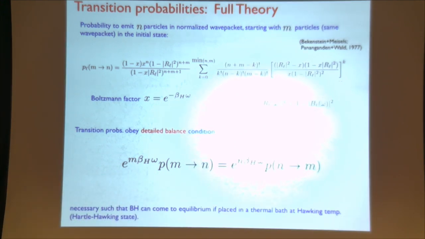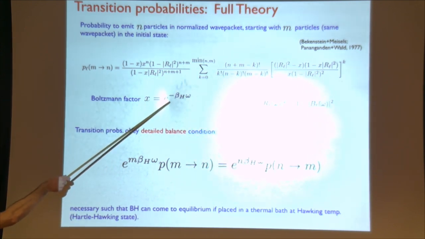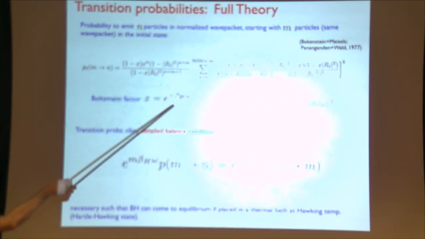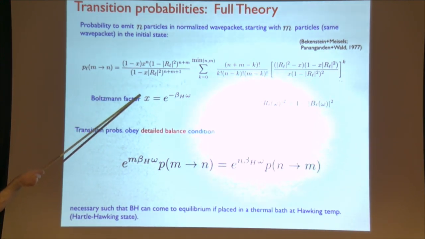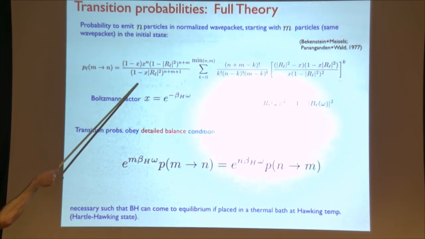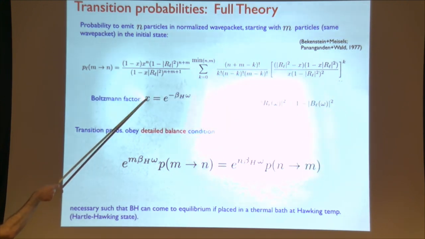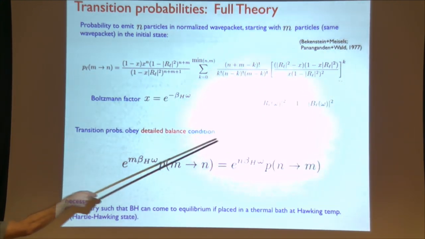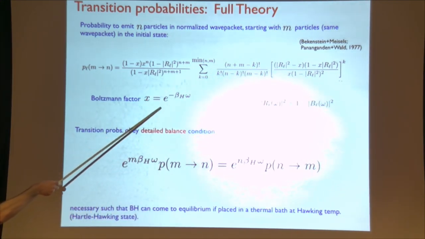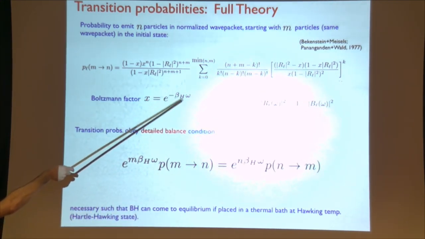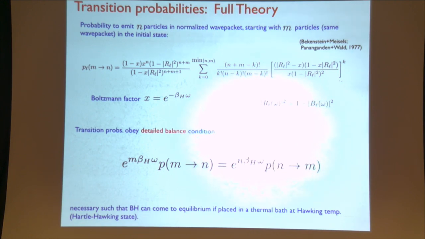And then it depends on the Boltzmann factor at the Hawking temperature. And this formula actually generalizes as well to rotating and charged black holes. All that changes is the form of the gray body factor is different. But the other thing that changes as well is that the Boltzmann factor becomes the one appropriate to whichever ensemble you're in. So that's the result.